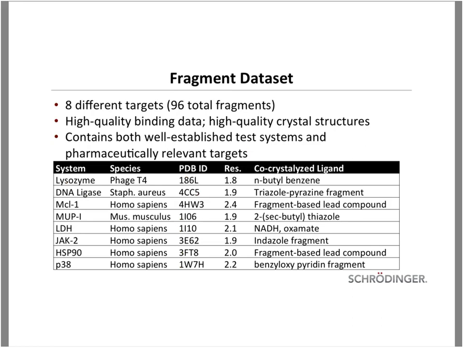The fragments data set that we looked at covered 8 different targets with a total number of fragments of 96. All of this was high-quality binding data and high-quality crystal structures, and I cannot reiterate this enough. The data needs to be representative, and it needs to be of good quality. And the data set contained both well-established test systems, like lysozyme, for example, but also pharmaceutically relevant targets like HSP90 or P38.